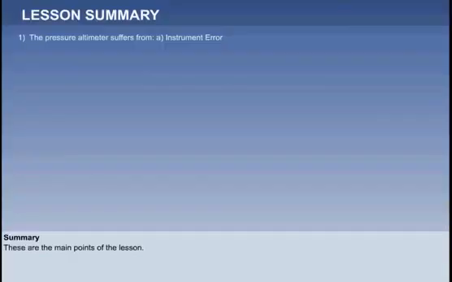The pressure altimeter suffers from instrument error, position or pressure error, maneuver-induced error, time lag, barometric error, and temperature error.